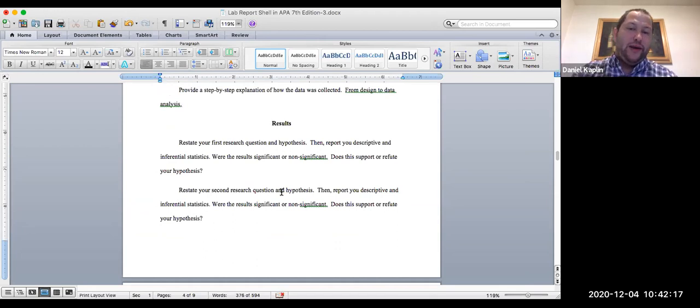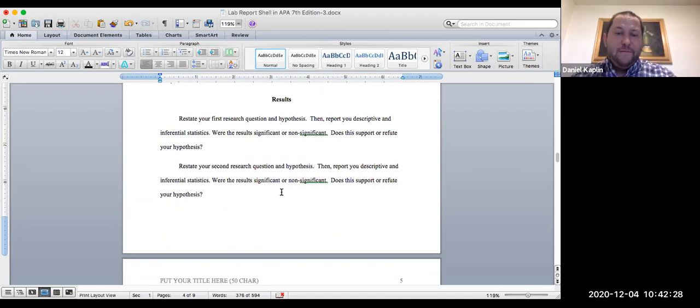It's actually going to be, if you have three research questions, 3 paragraphs long. It's not a massive section. It's likely going to come out to be a page, page and a half.